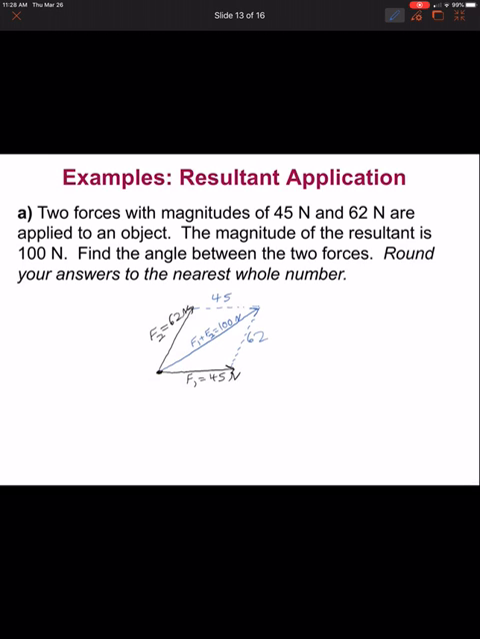What we're looking for, of course, is the angle. Let's put it in red, a different color. What we want to know is the angle between the two force vectors that we've drawn in here. We can call that theta. We want to find theta.